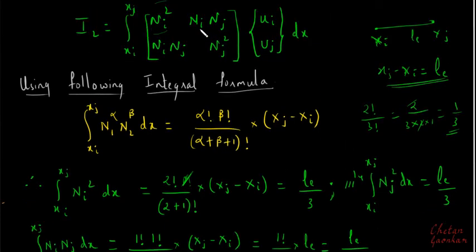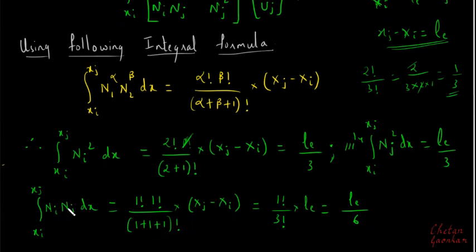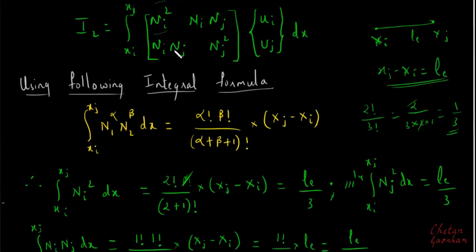And then finally I have this integral of ni nj from xi to xj dx, and if I do that, now here I have alpha value as 1, beta value is also 1, and this will be again 1 plus 1 plus 1 factorial. So this gives me 1 factorial by 3 factorial times xj minus xi. Now xj minus xi is again the length of the element le, and 1 factorial by 3 factorial will be nothing but 1 by 6. 3 factorial will be 3 into 2, that is 6, and 1 factorial will be 1, so this will be le by 6. And similarly this term is also the same, it will also be le by 6.